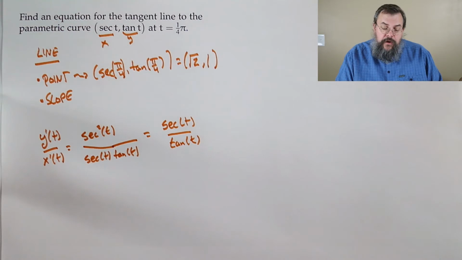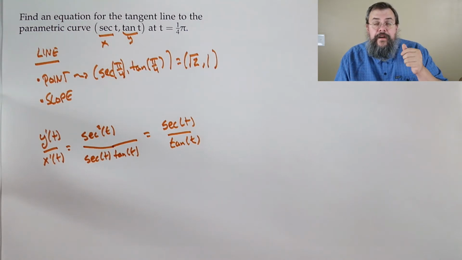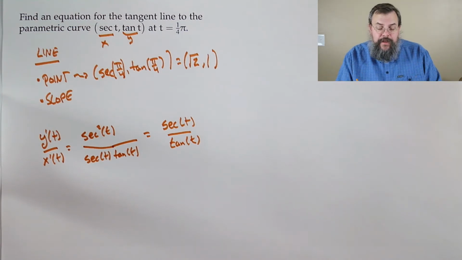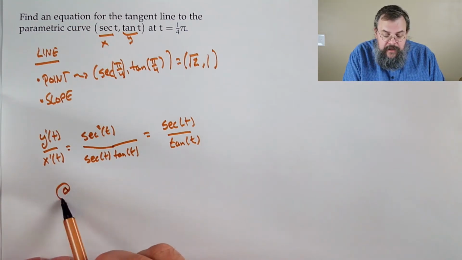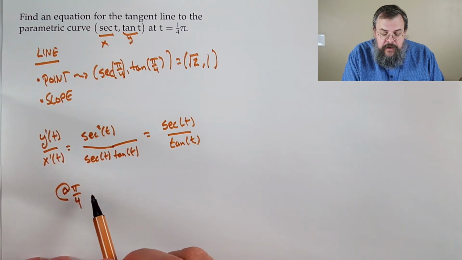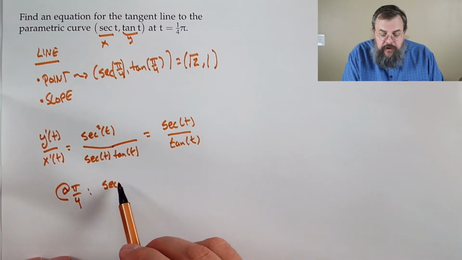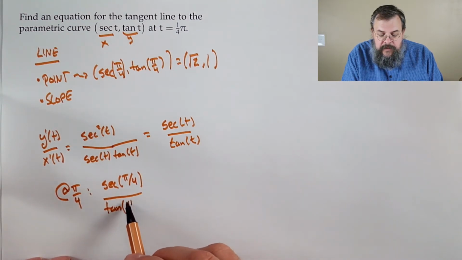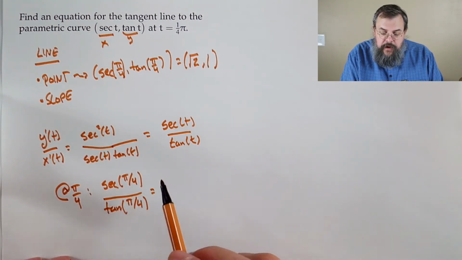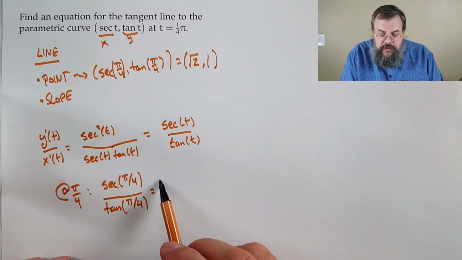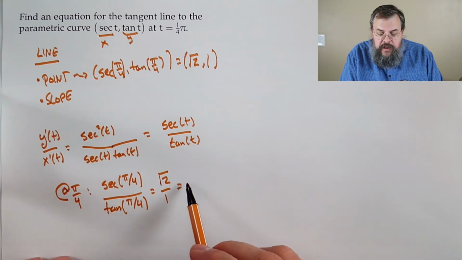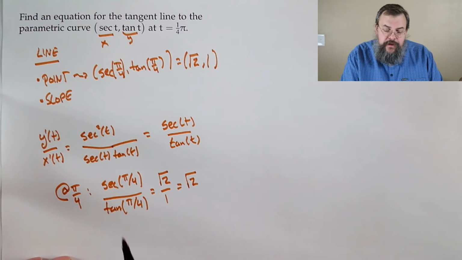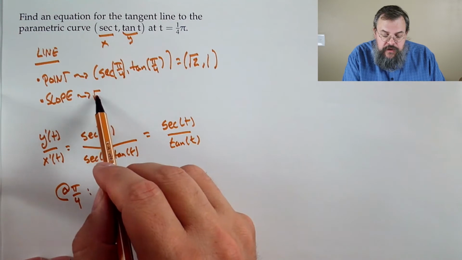What do we need to do? Well, we need to have a number. A slope is a number. It's not a function. So we have to evaluate. So at pi fourths, we get secant of pi over 4 over tangent of pi over 4, which we've already found out what these numbers are. Root 2 over 1 is root 2. So there's our slope. Our slope is root 2.